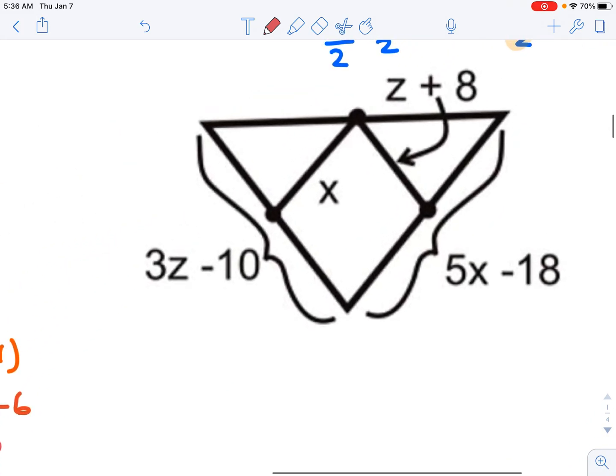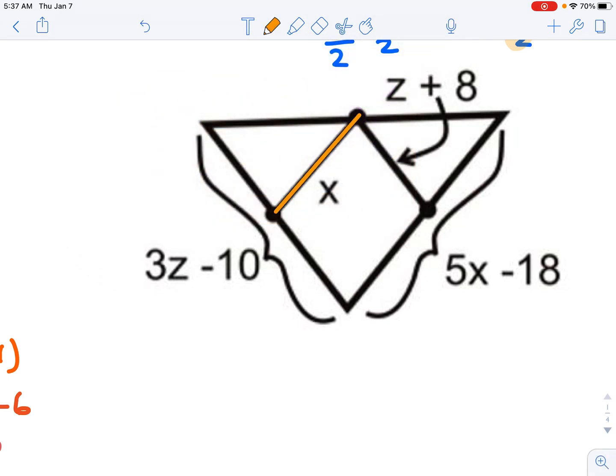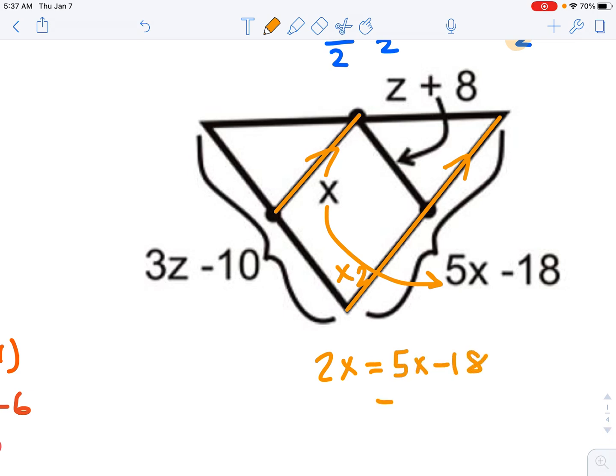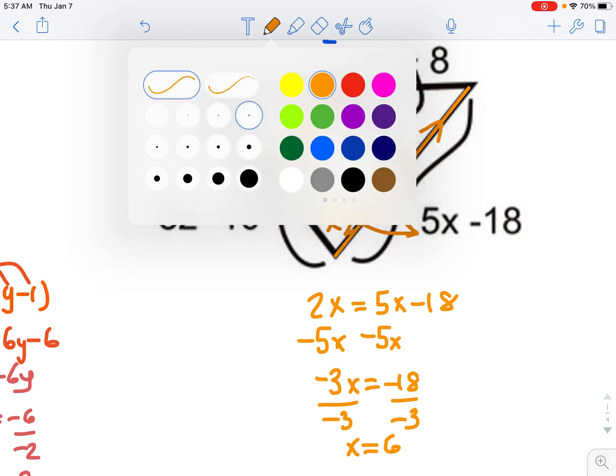Alright. And then this problem right here. Ooh, this looks intense, a lot going on. But when we got a bunch of information, remember, just isolate stuff you know about. X's, mid-segments. Look, these two sides relate, so all I gotta do to focus on the x's is multiply by 2. So I'm gonna get 2 times x equals 5x minus 18. Subtract 5x from both sides. Negative 3x equals negative 18. Divide by negative 3, and x equals 6.